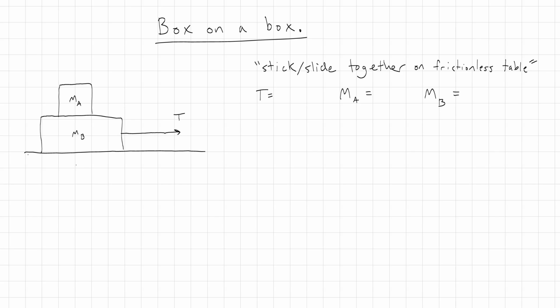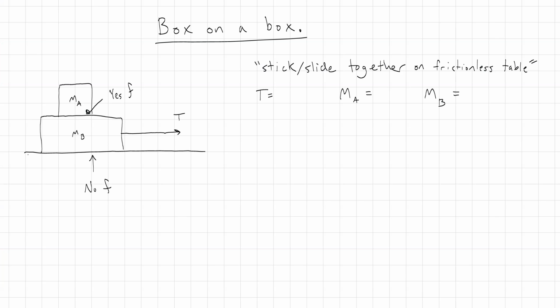So in this first case, you've got some tension that's pulling on the bottom block or box or whatever, and you'll normally see this phrase: they stick/slide together on a frictionless table. So that tells you that there is friction between these two blocks. Say yes, friction, because they're stuck together. But there is not friction between the bottom block and the table. Kind of an important idea.